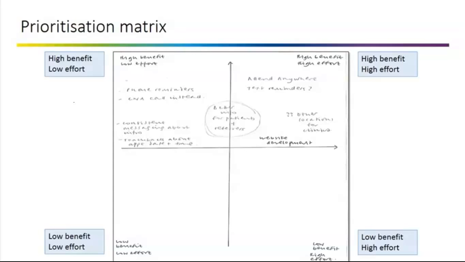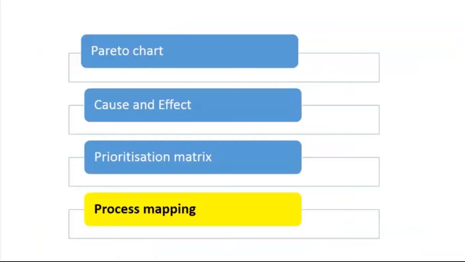And then the things that are low benefit, low effort would probably be the things that you would look at last, but this team didn't have anything in that box. Has anybody got any questions about this tool? Okay, I'll move on then.